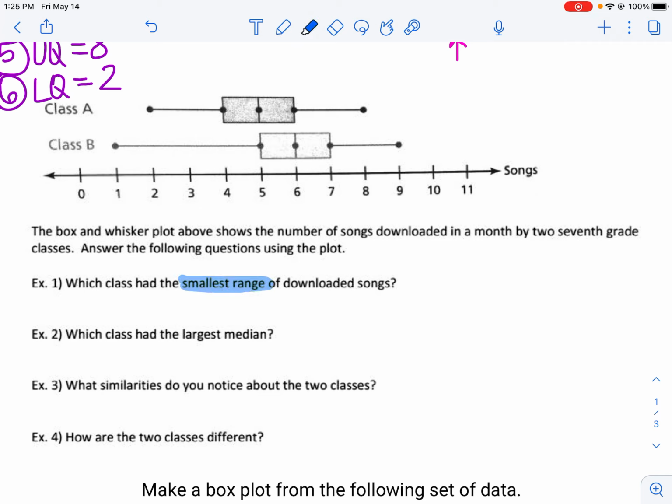So that means we need to locate our maximum and our minimum for each class. So I'm going to highlight those in blue. And then off to the side, I'm going to write that subtraction problem. So I'm going to say 8 minus 2 gives me a range of 6, and 9 minus 1 gives me a range of 8. So I can clearly see that Class A has a smaller range than Class B.